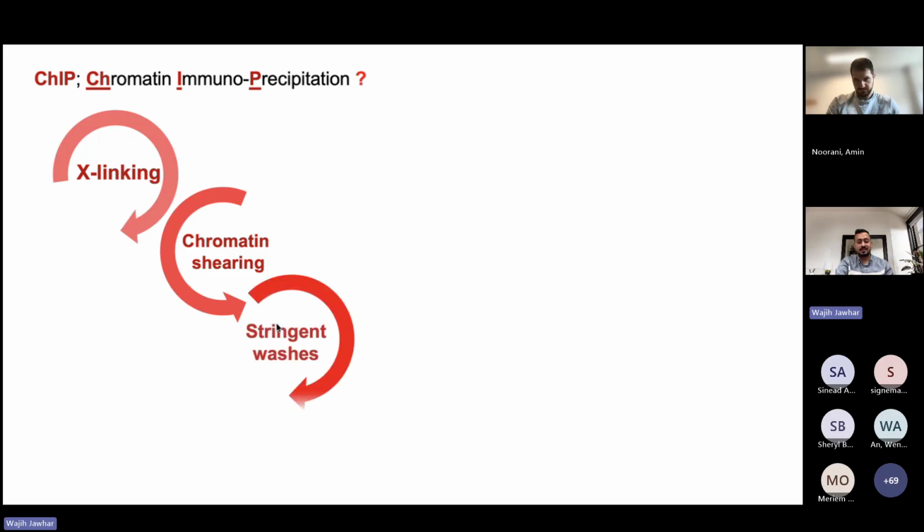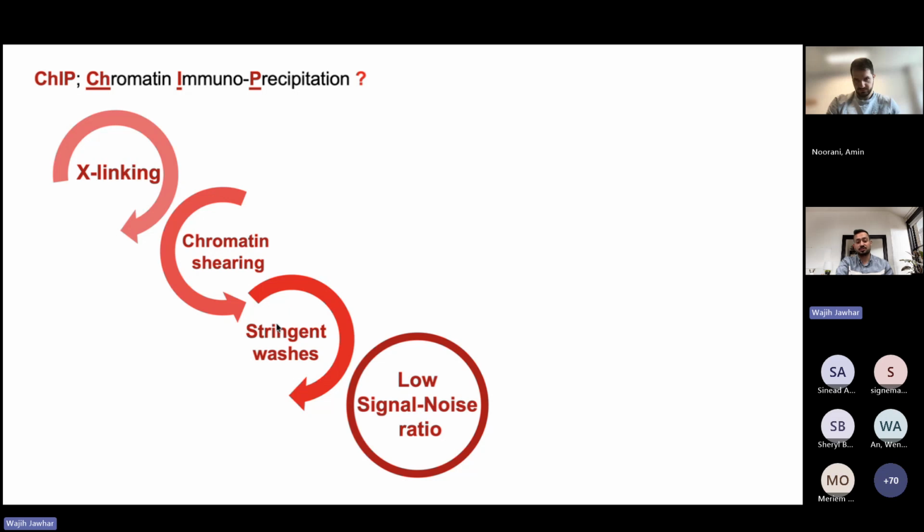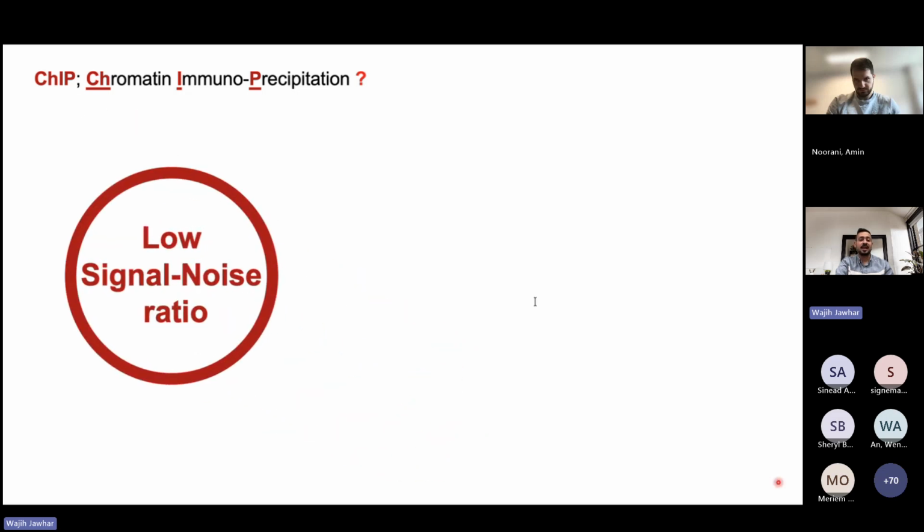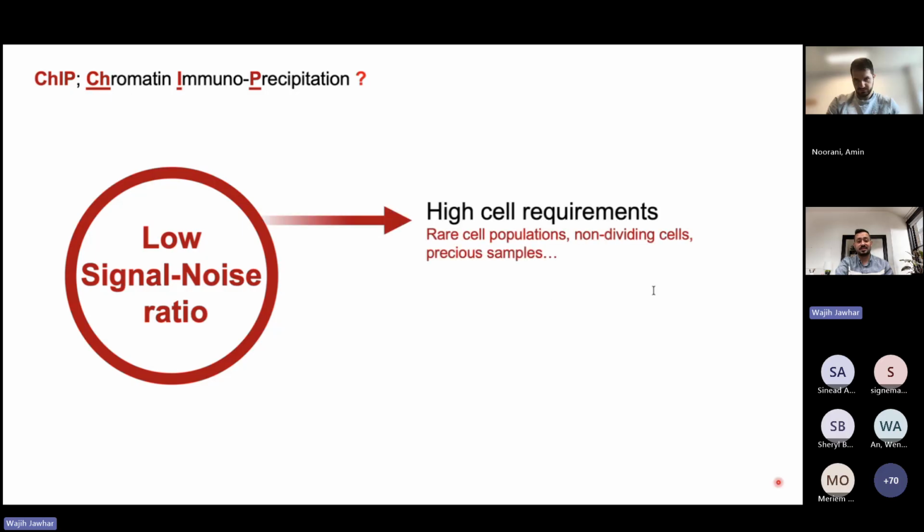And then this forces us to perform a few stringent washes, which in turn also leads to some loss of signal. Collectively, this leads to a low signal-to-noise ratio, which ChIP-seq is infamous for. And that is one reason why this technique requires a high cell input, which actually becomes a limitation when you're studying rare cell populations, for example.